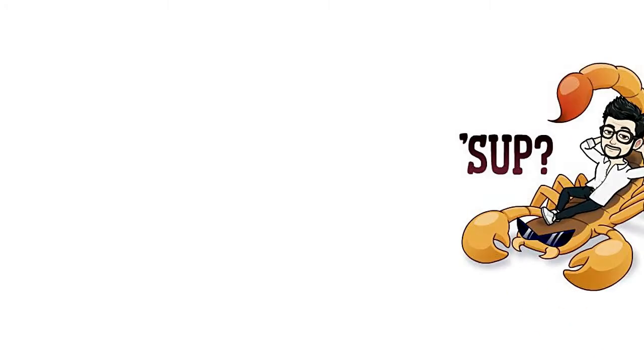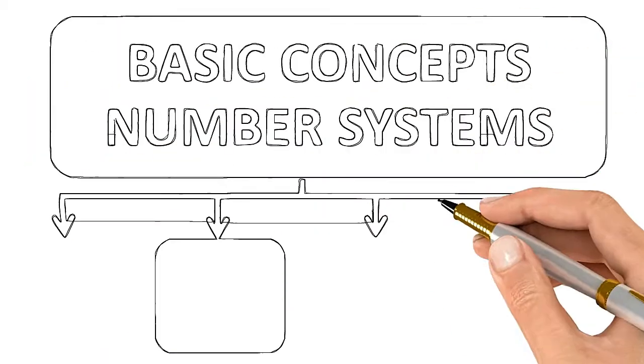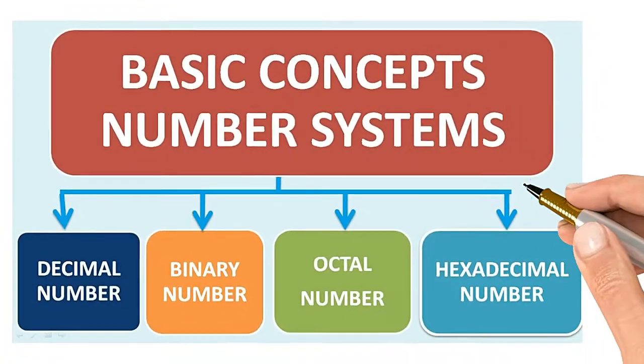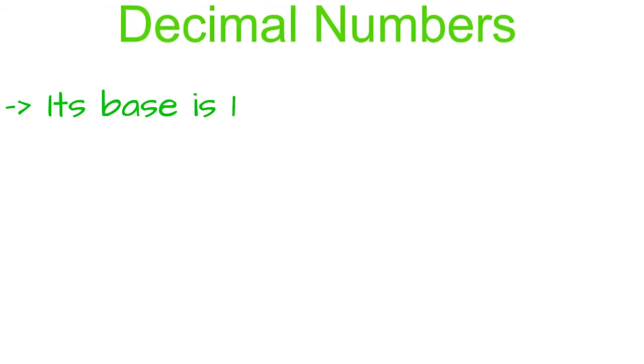Today I will speak about number systems. I will divide numbers into 4 systems, which are the decimal, the octal, the binary, and the hexadecimal number systems. Let's start with decimal numbers.